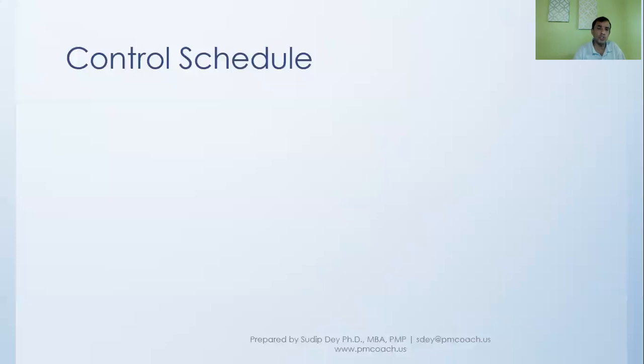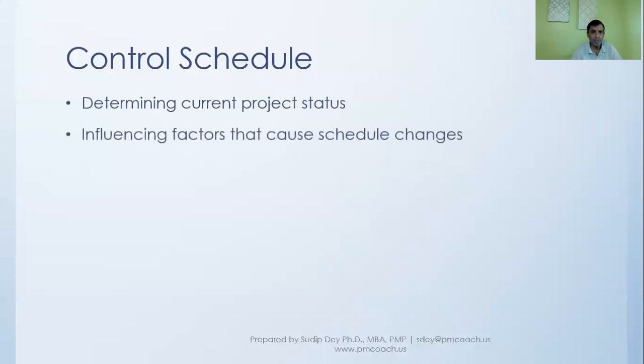So what we do in control schedule, we determine current project status, because as we are executing, we have to keep track of where we are at this point of time in terms of our schedule. We'll also keep thinking of what are the different factors that are influencing schedule changes. If it has got delayed, what made the project delay? How can I correct the situation?